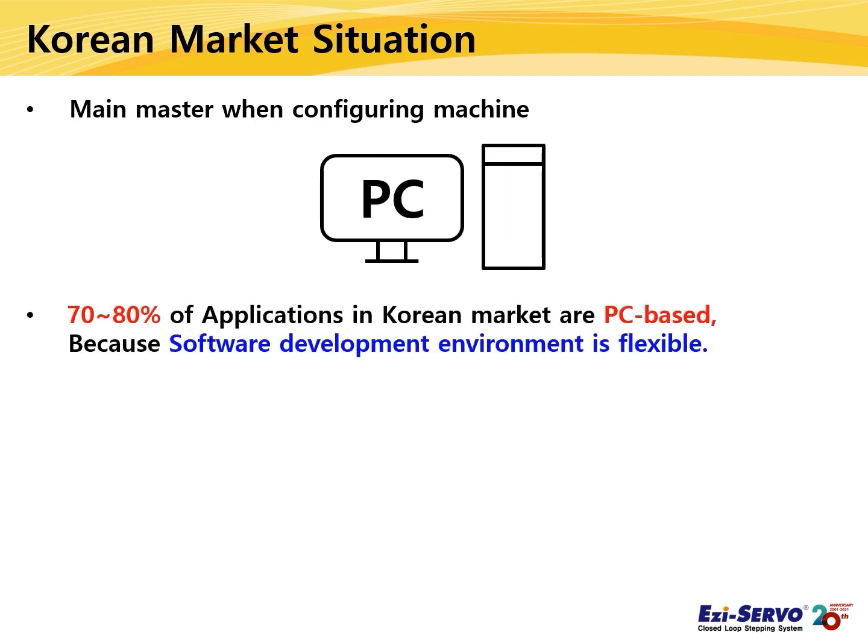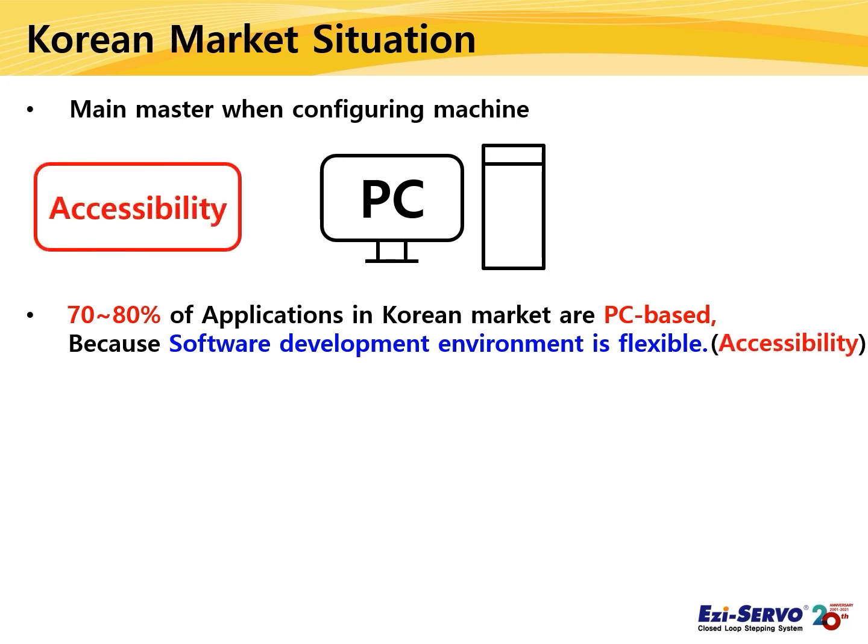Almost 70 to 80% of them compose their machine based on PC. The main reason is that the software development environment is flexible when controlling machine. That is, accessibility is good. In more detail, since customers can easily configure machine programs in a Windows-based programming environment by directly connecting to a Windows-based PC, most customers in the Korean market prefer and use the FASTECH's Ethernet products a lot.